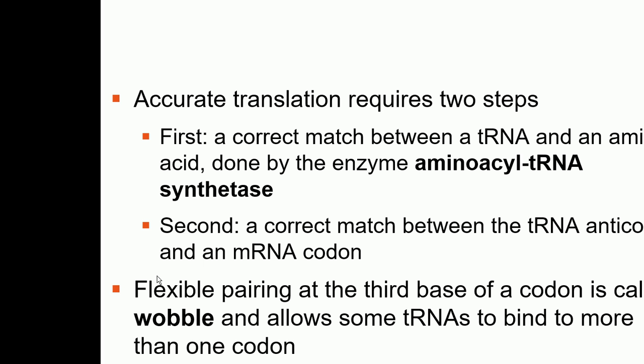There are 45 transfer RNAs and 61 codons, so some of the transfer RNAs can recognize more than one codon. How is it possible? Because the third base in the anticodon is modified, and it can recognize more than one nitrogenous base in the codon. If it is G, it pairs with C as it does normally, but it can also recognize U. So this is called the wobble effect.